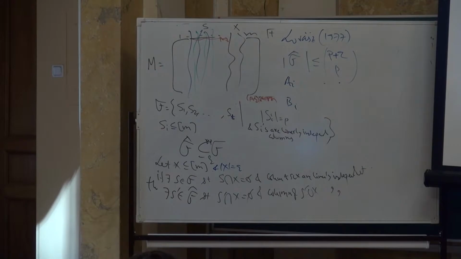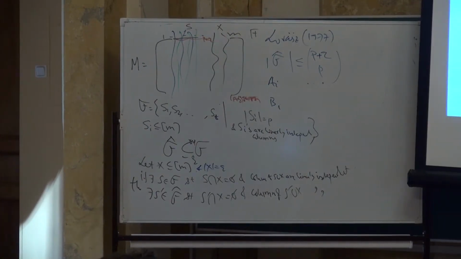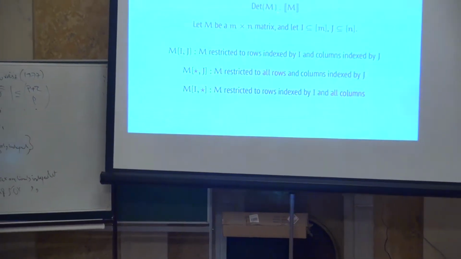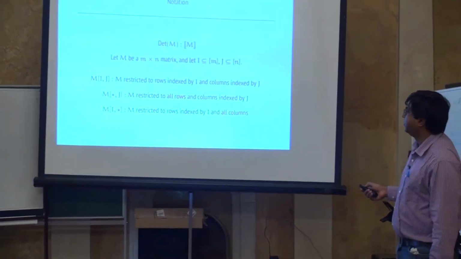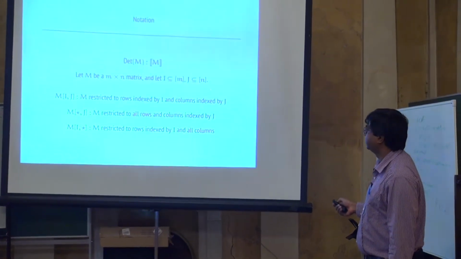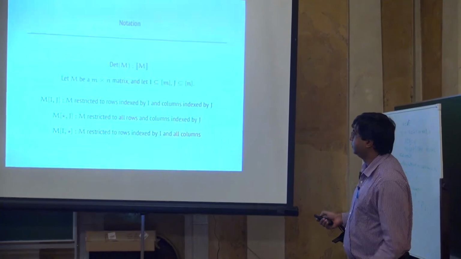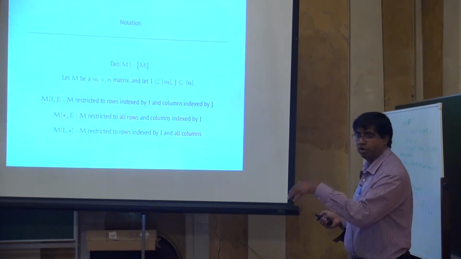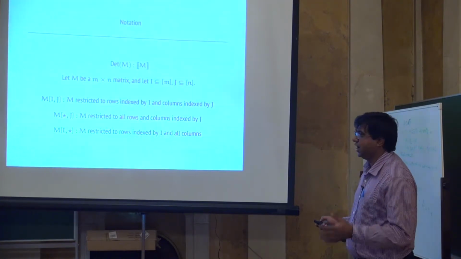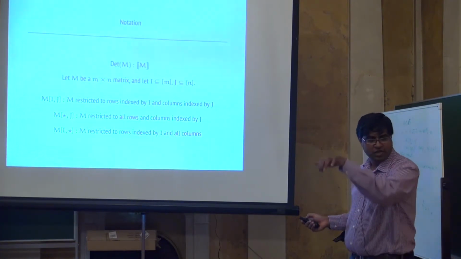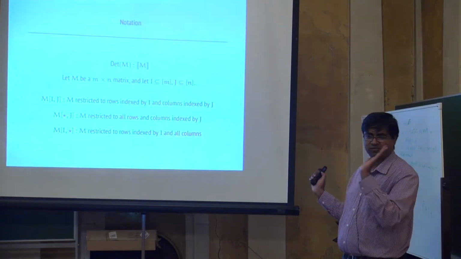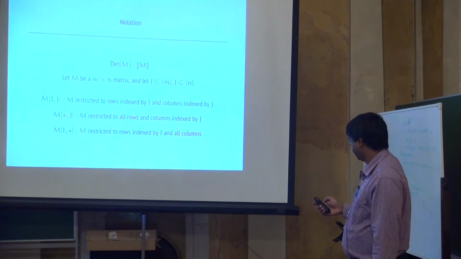Now we follow our nice slides. Some notation for you guys. By determinant of M, I will denote like this. If you have an M cross N matrix and I subset of M, J subset of N, M_IJ will denote the matrix restricted to rows indexed by I and columns indexed by J. If I put star for rows, it means all rows but columns indexed by J. If I put star for columns, it means all columns. Just some notation, not too much.